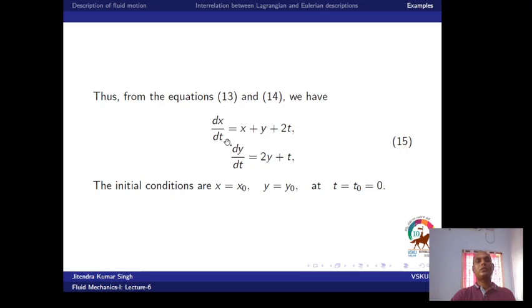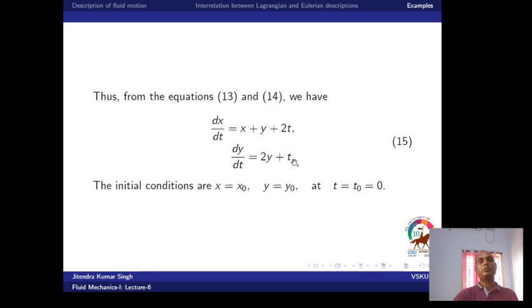Firstly we shall solve the second equation and obtain y, and thereafter we shall put the value of y in the first equation and solve for x. Then we shall get x and y, and this solution will involve two arbitrary constants, which will be obtained from the initial conditions x equal to x naught, y equal to y naught at t equal to t naught, which is equal to 0. Now let us see how to solve this equation.